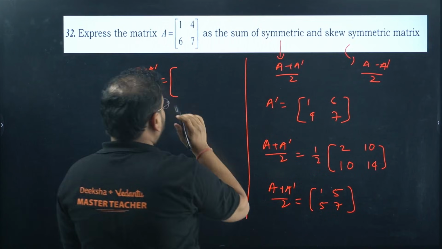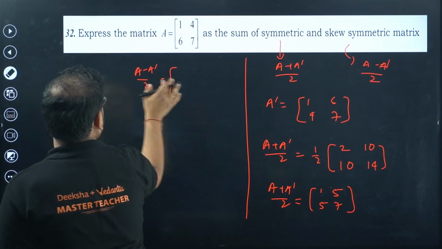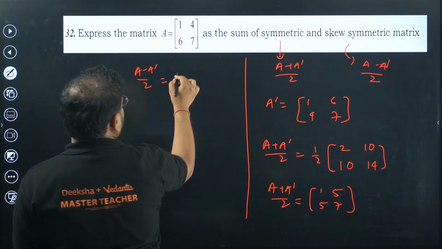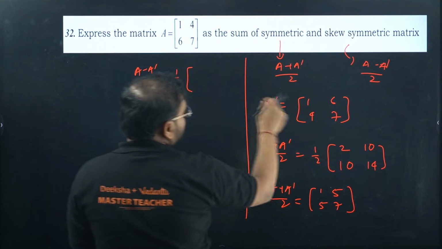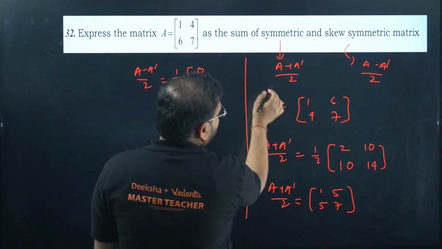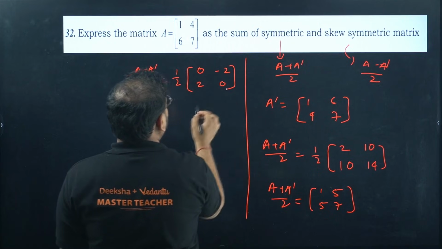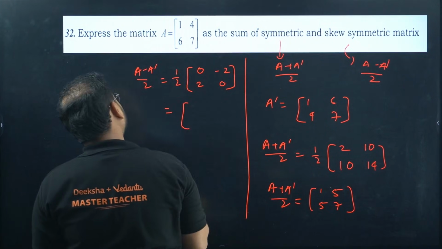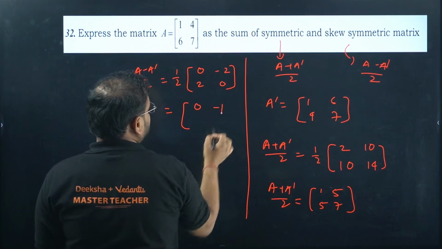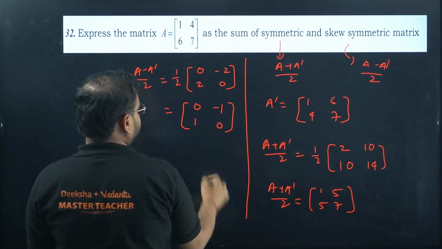Difference of these two, right? 1 minus 1 is 0. 4 minus 6 is minus 2. 6 minus 4 is 2. 7 minus 7 is also 0. It becomes what? Check here. 0, minus 1, 1 and 0.